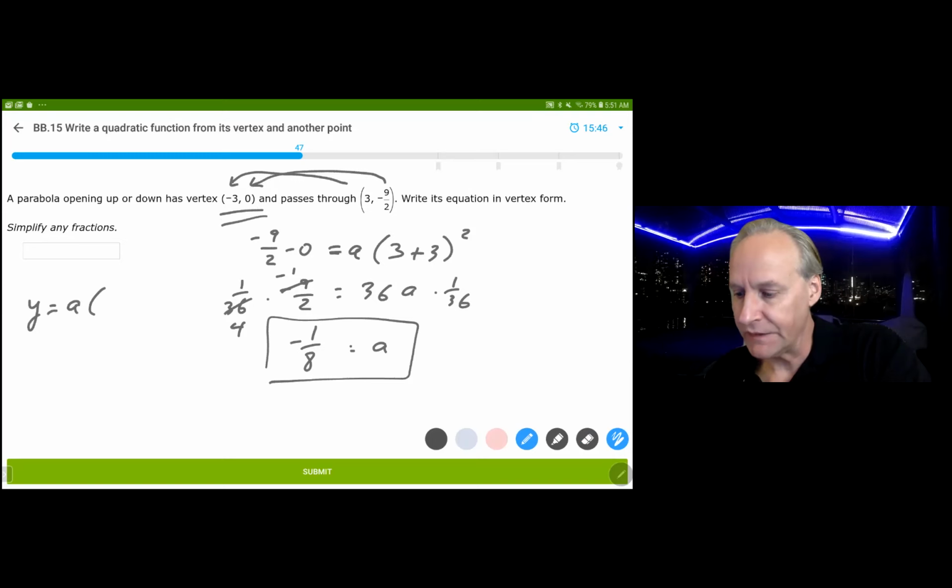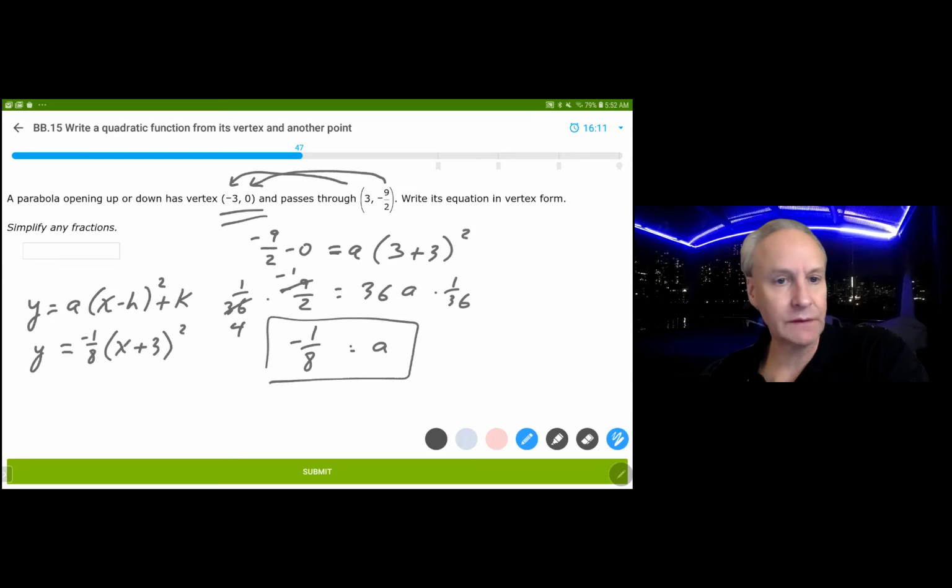a times x minus h squared plus k, just to show you where I'm getting this from, where the k is 0 and the h is negative 3. So we've got y equals the a, which is the negative 1/8, and then our x minus h is really minus a negative 3, so it's plus 3 squared, and the k is 0, so it's just plus 0. And we'll just write it like that.